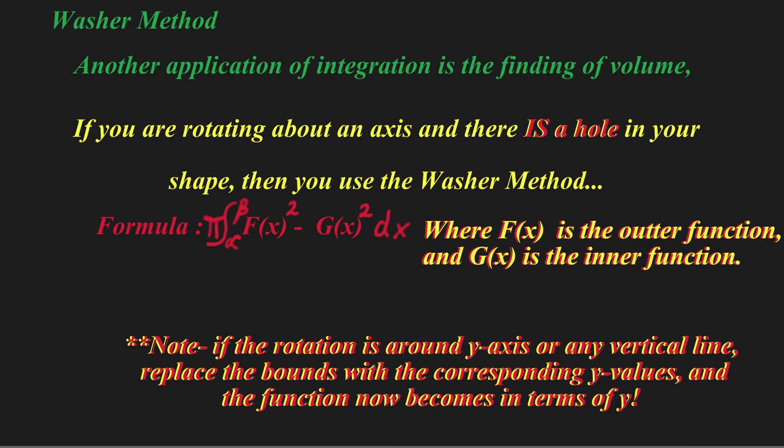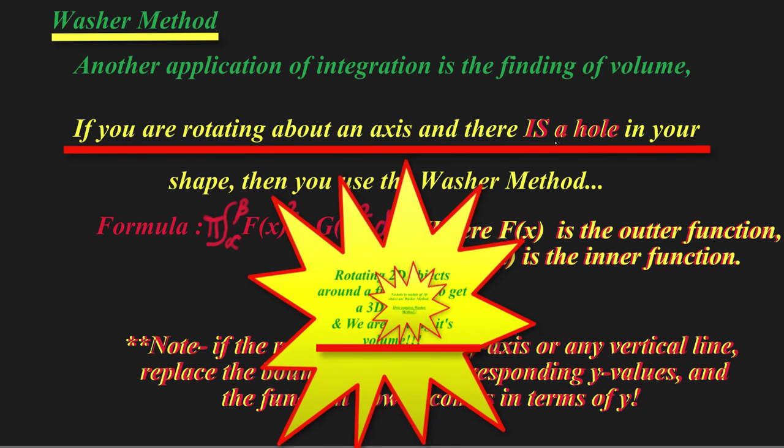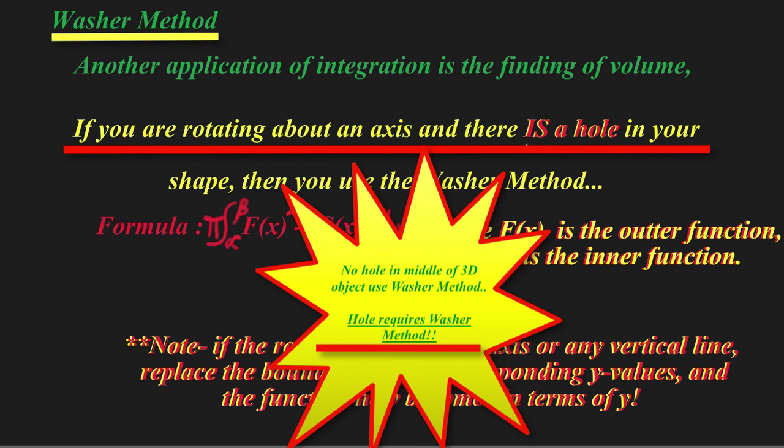Before we get started on the example video, I want to make sure we refresh our concept. The washer method is what we're going to be talking about today in our example. When we rotate a 2D object around an axis, there is going to be a 3D object. If the object has a hole, that's the key to doing the washer method.